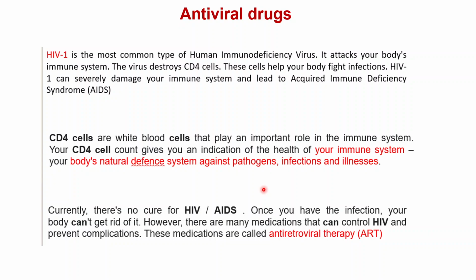HIV is the most common type of the human immunodeficiency virus. So it attacks the body's immune system. The virus destroys the CD4 cells. These cells help the body to fight infection. HIV-1 can severely damage your immune system and lead to AIDS, which is the acquired immunodeficiency syndrome.